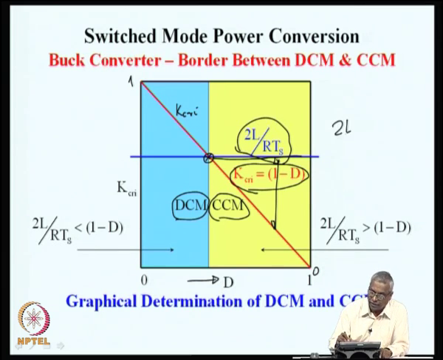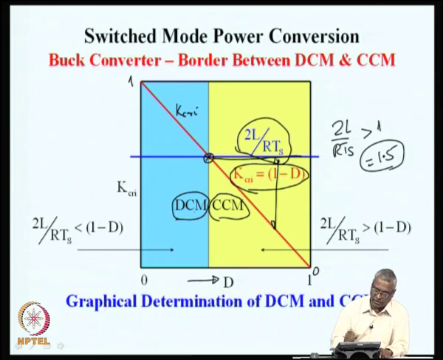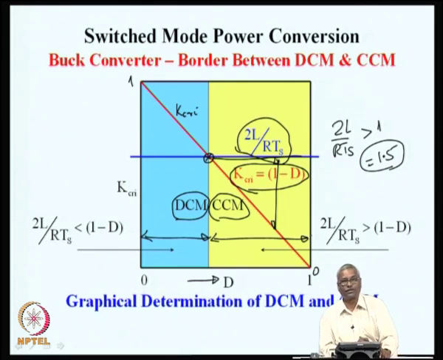Supposing this 2L by RTS is greater than 1, let us say 1.5. Such a converter will have this K always above the curve, and so it will never be operating in discontinuous mode of operation. Such a buck converter, where the inductance, resistance and switching time are such that this quantity is more than 1, will never operate in discontinuous mode. Only if this is less than 1, following this picture, is it possible to find out what is a region when conduction is discontinuous and what is a region when conduction is continuous.